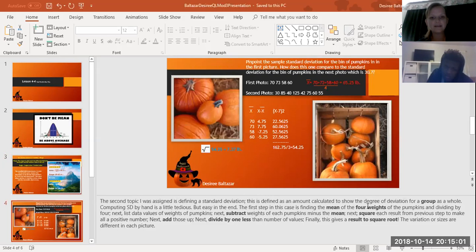Next, you would add all those up and divide by 1 less than the number of pumpkins. There were 4 pumpkins, so you would just divide it by 3. Then you take the square root of that result, which comes out to 7.37 pounds. It just shows the variation in sizes from each pumpkin.